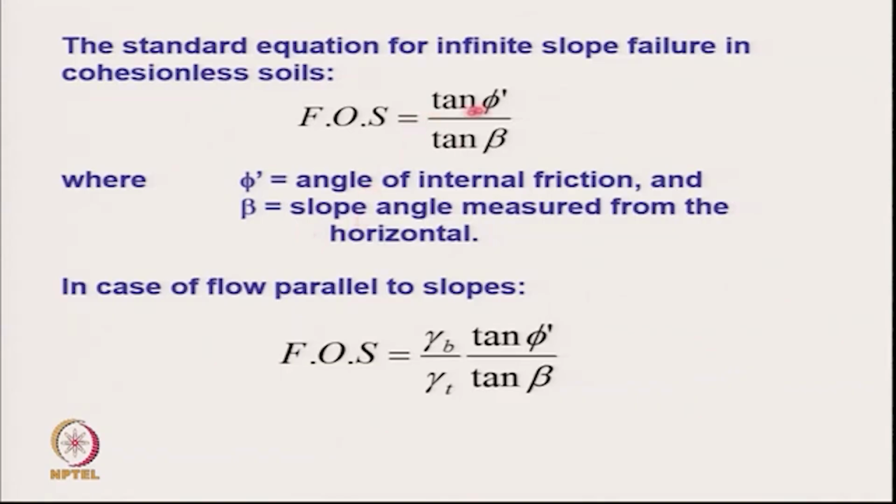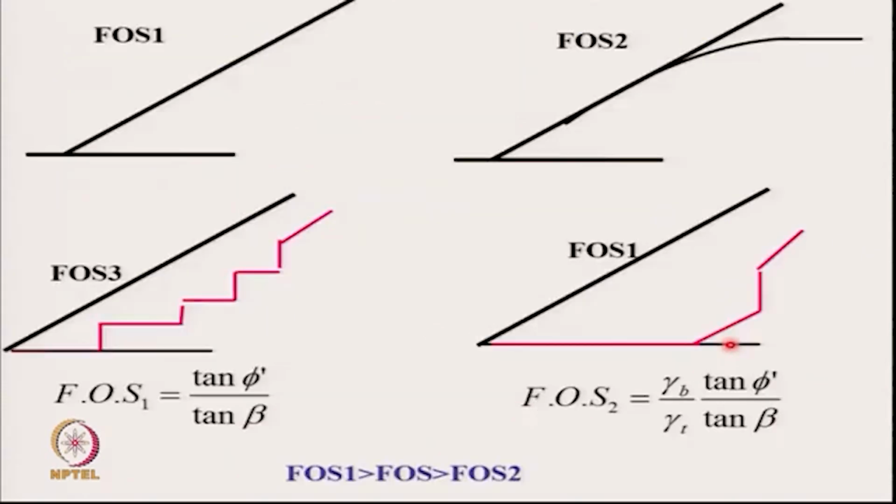So we looked at the fact that the factor of safety could be evaluated using the infinite slope failure methodology for the dry case and for the flow parallel to the slope case. And we said that the factor of safety when C dash is 0 becomes tan phi dash by tan beta, and if there is flow parallel to the slope, it becomes gamma b by gamma t times tan phi dash by tan beta. If I look at the phreatic line, in the case of dry soil there is no phreatic line. So the factor of safety is governed by tan phi dash by tan beta.